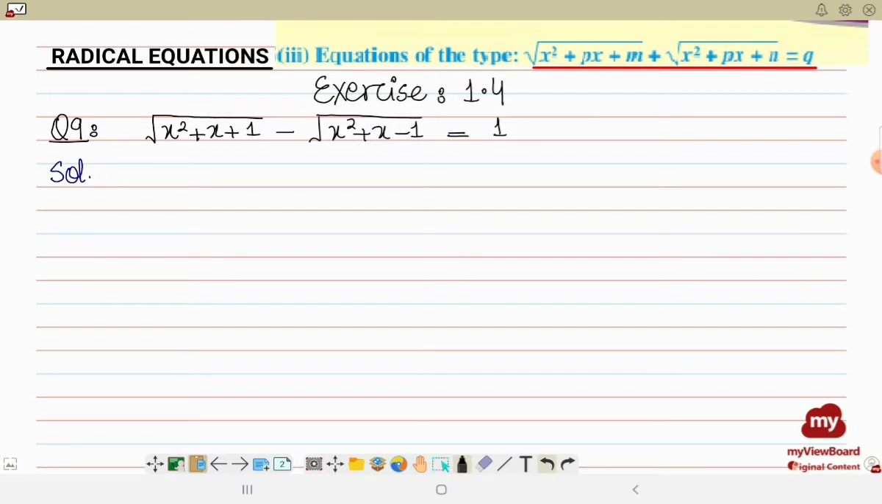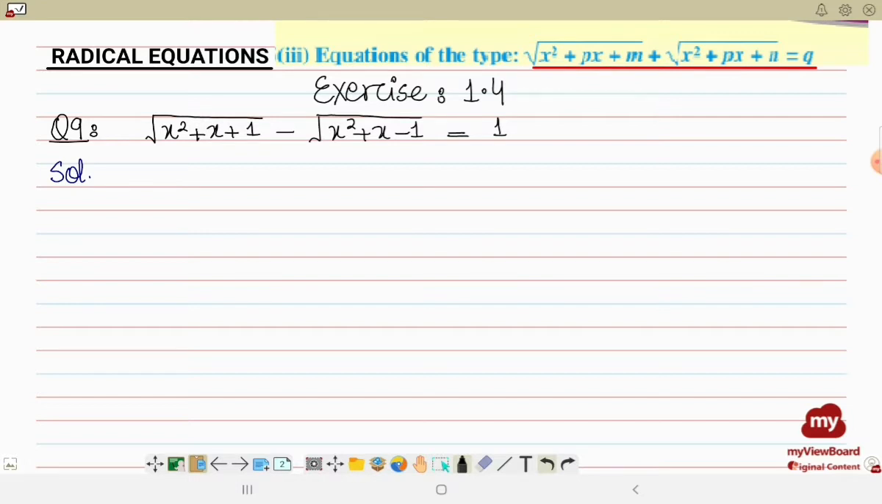As you all know, we have already started chapter number 1, which is quadratic equation. And in this video, we are going to finish this chapter. The exercise that we are about to finish is exercise 1.4, in which we were solving radical equations. Let's see which type of radical equation is given in this video.